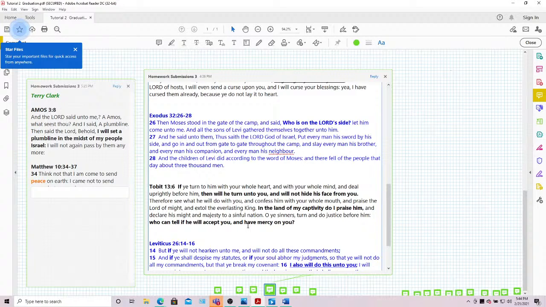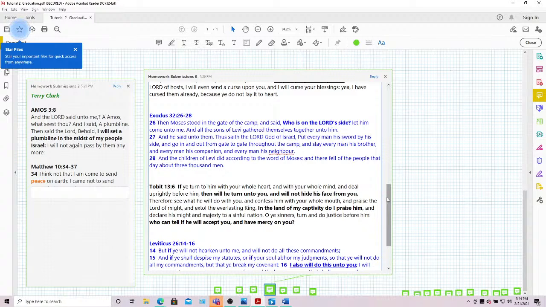So the key takeaway is that if you turn to him with your whole heart and deal uprightly with him and not deceitfully, next is that in the land of your captivity, which is why earlier we saw Deuteronomy chapter 30, verses 1 through 5, while you're in the land of your captivity, you're going to call to mind everything that we've done. And you're going to get it right, and you're going to be praising the Most High in the land of your captivity. And we have to turn and do justice and judgment before him.